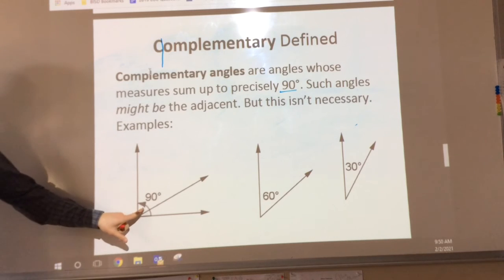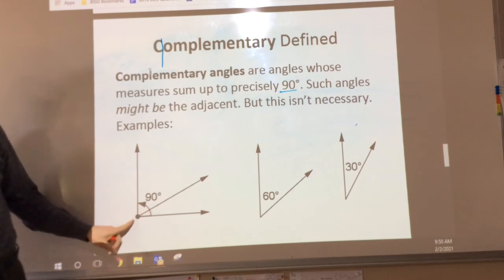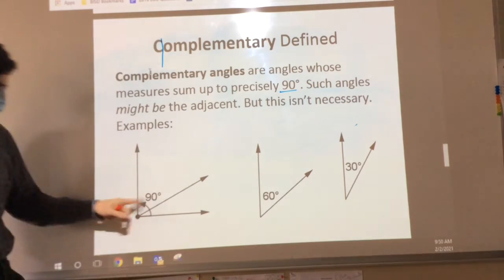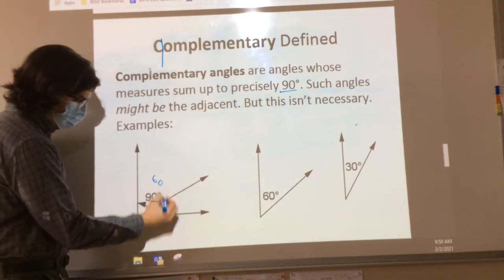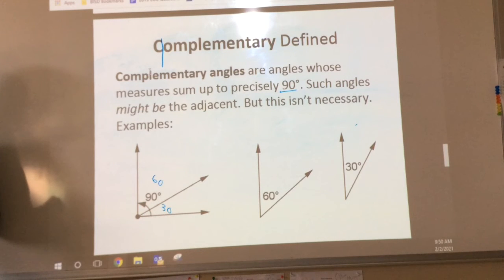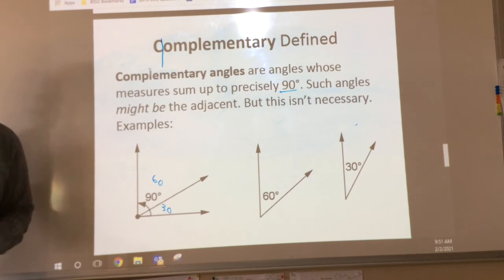Okay, so do we agree this is a 90-degree angle? Do you agree there's two adjacent angles here? 60 plus 30. So we have the 60 here and the 30 here, and they add up to be 90. Complementary means 90. Good there? All right, I'm going to keep going then.